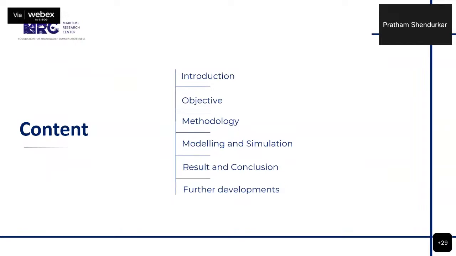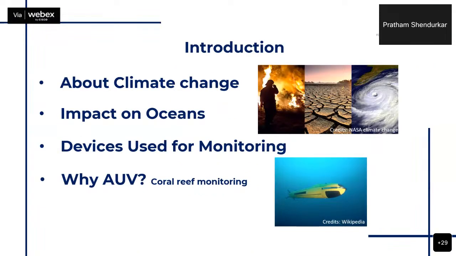So let us go to the introduction part. About climate change: in 1824, the French mathematician and physicist Joseph Fourier proposed the greenhouse effect theory, suggesting that the gases in the atmosphere trap heat and regulate the Earth's temperature. After this, various studies were done to understand the impact of greenhouse gases on climate. And after this, climate change attracted global attention.